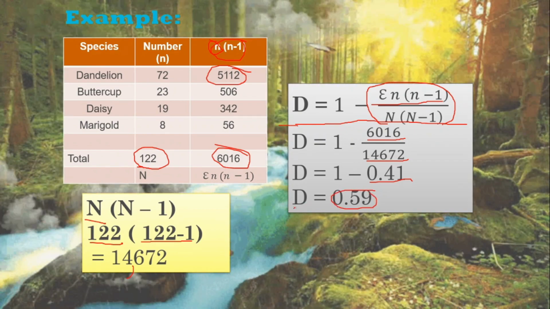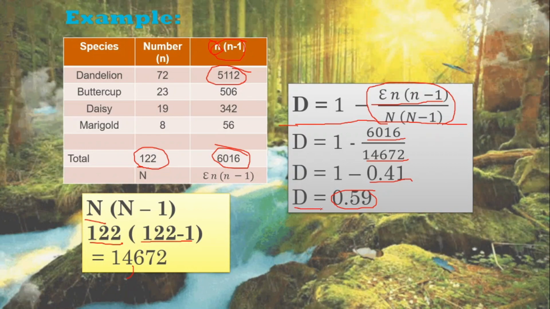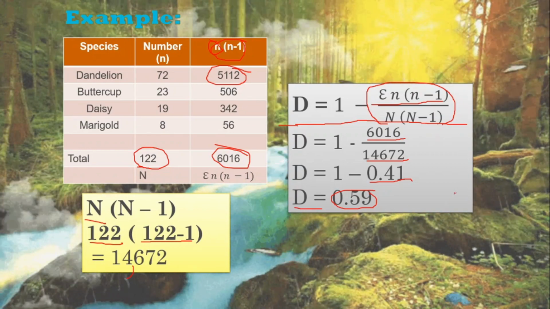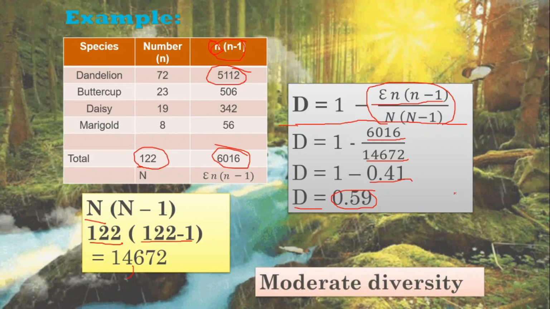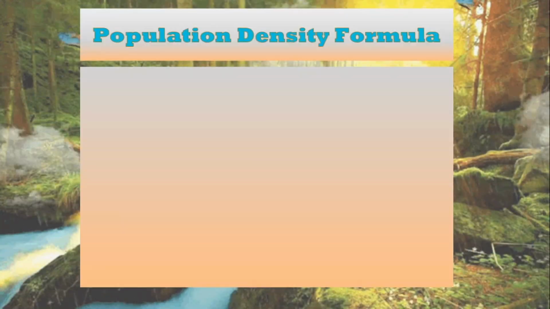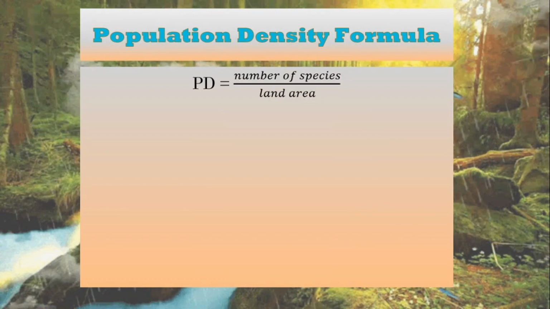The value of D is equal to 0.59. So what is the level of diversity? Moderate diversity.